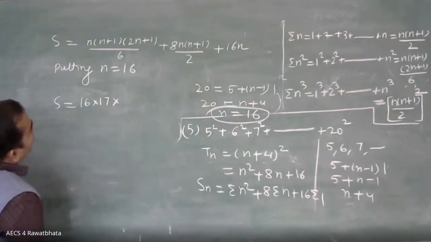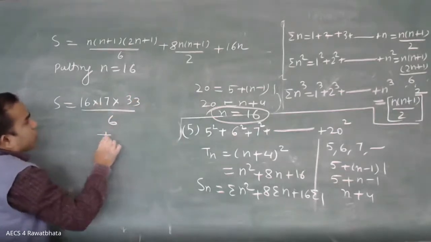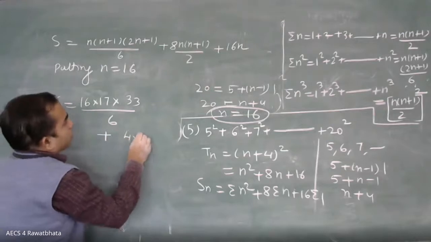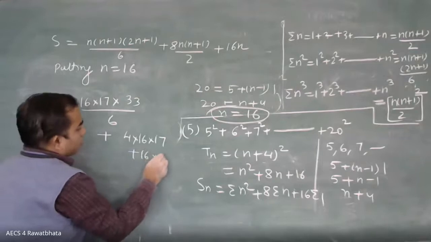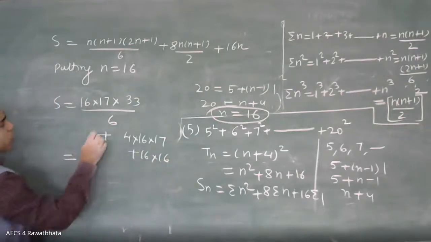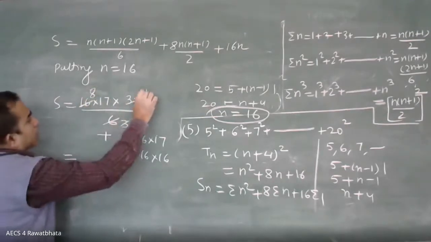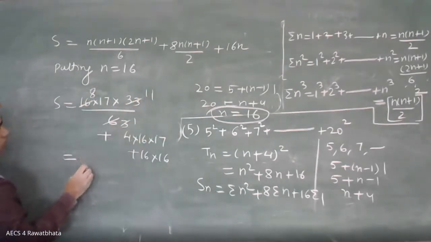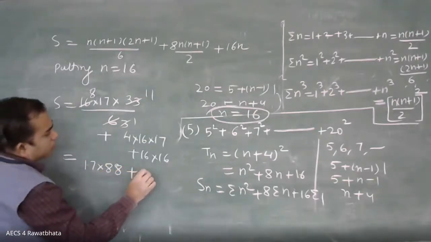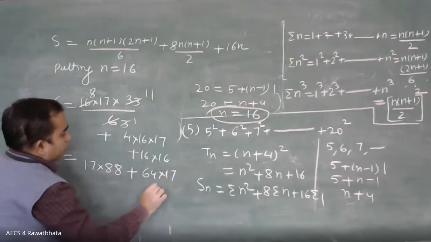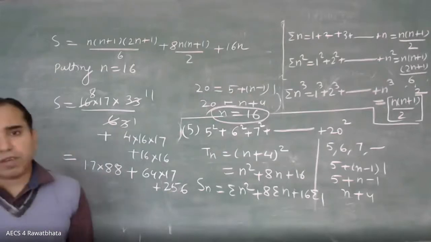16 into 2, 32 plus 1, 33 upon 6 plus 4 into 16 into 17 plus 16 into 16. So it is going to be a big calculation. You can calculate it and get your answer. All the students, please simplify this calculation yourself.